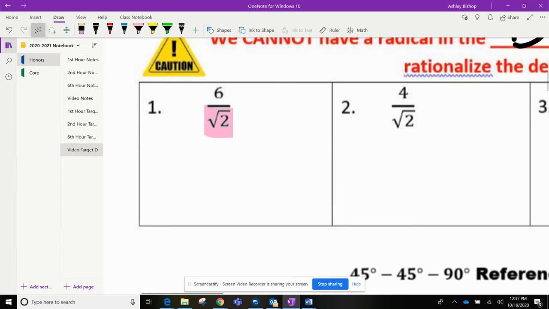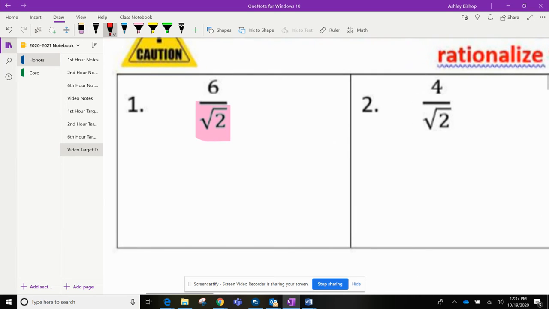So in order to rationalize the denominator, you are going to multiply both sides of your fraction, both the top and the bottom, by the issue. And the issue is the square root of 2 that's in the denominator. So I'm going to multiply both the top by square root of 2 and the bottom by square root of 2. Then I'm going to clean that up.